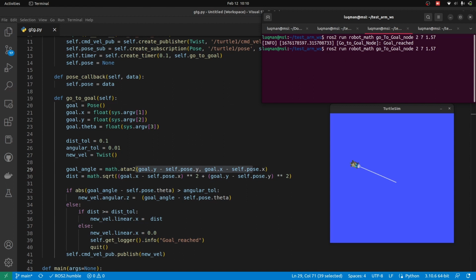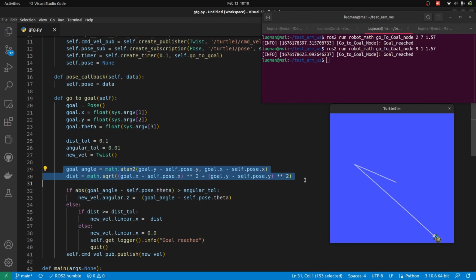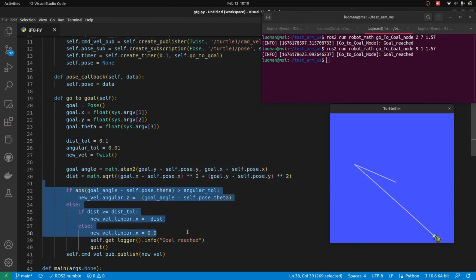I can run it again and provide multiple arguments. Go to 9 in X and 1 in Y, and let's see where it goes. It sort of first aims and then starts to move. There is also some tolerance defined that makes this robot exit the code when it reaches a certain threshold or tolerance. So let's see what these equations are doing and what these conditions are.